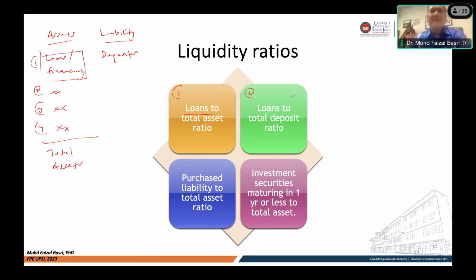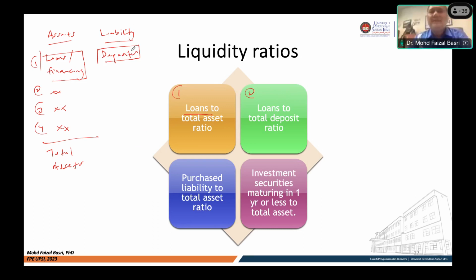Okay, or secondly, we can measure using loans juga, the same value, but now divide with the deposits kat sini. So deposit ni ada dekat liability. Okay, what will be the ratio? Remember, for banks, majority of funds datang dalam bentuk deposits, and majority of usage will go in the form of loans and financing. So here we want to see lah, from the deposits yang ada, katakanlah kat sini 1 billion. If the deposit is 1 billion, berapa banyak financing yang diberi?